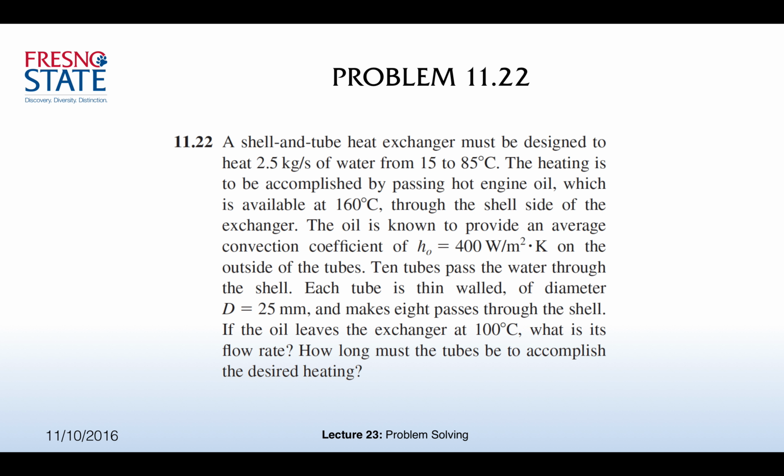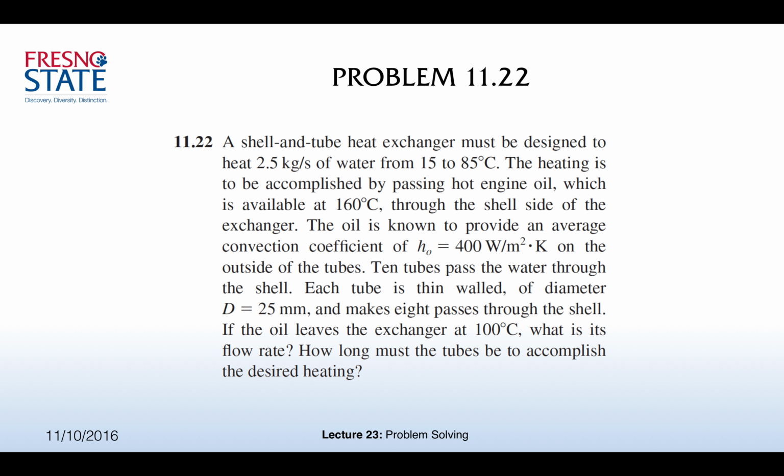The oil is known to provide an average convection coefficient of h_out. The reason why we are using "out" is that oil, like mentioned in the problem, is on the shell side, so it's outside of the tubes. So relative to the tubes, the oil is considered external flow to the cylinders forming our tubes. So h_out is equal to 400 watts per meter squared Kelvin on the outside of the tubes.